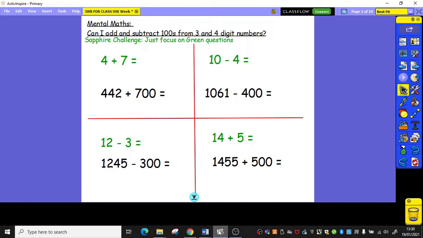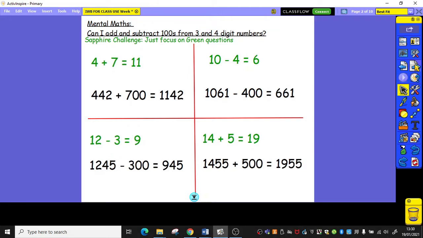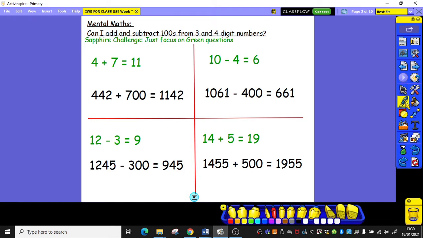Welcome back, Year 4. I'm now going to reveal the answers so you can mark them. Now, the objective is very similar to last week, but we're going to be dealing a lot more with 4-digit numbers now.